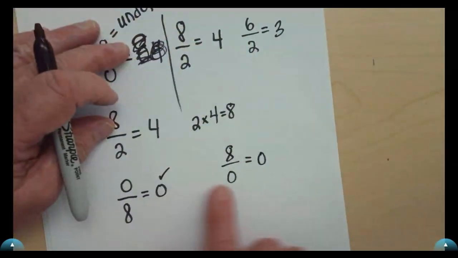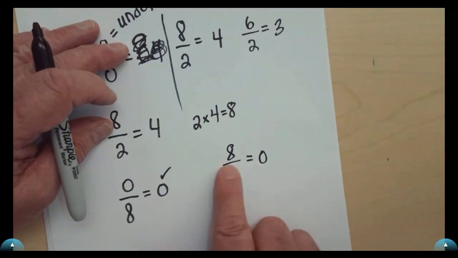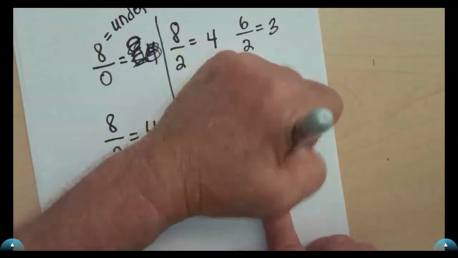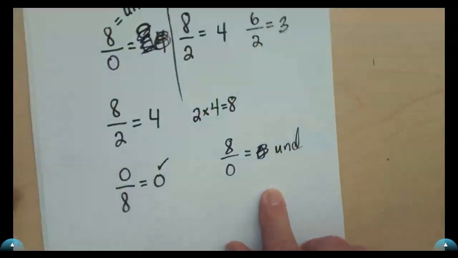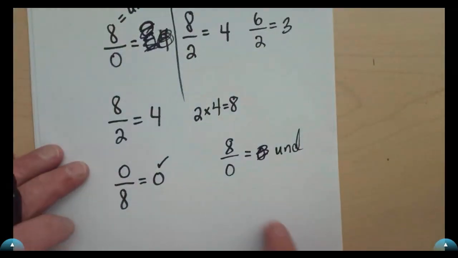You can check for yourself. Is 0 times 0 equal to 8? No, it's not. Oh, this is the one that's undefined. Everybody see what I'm saying there? So you got to keep those straight.